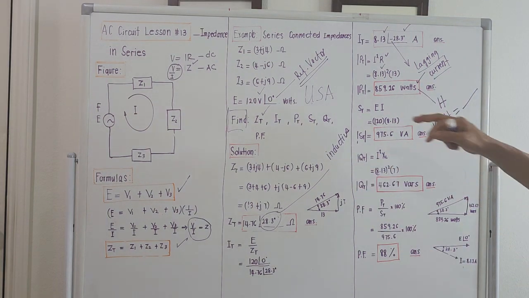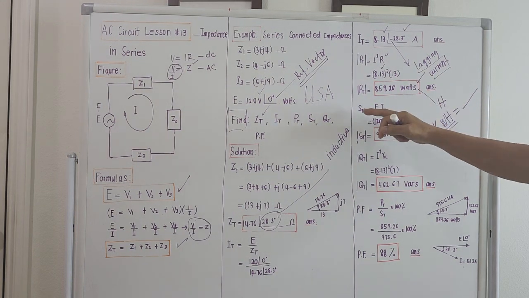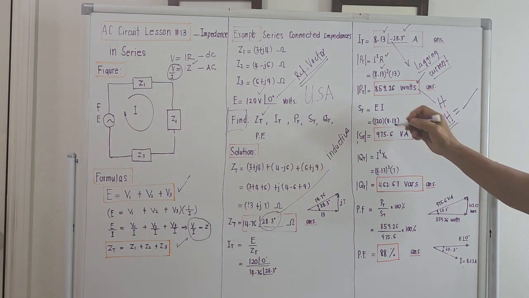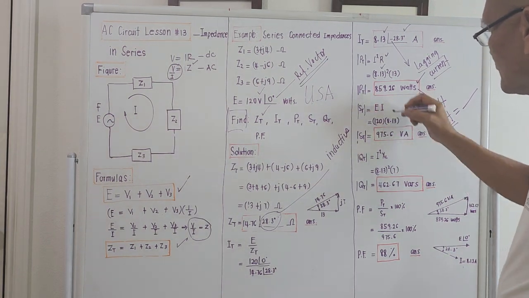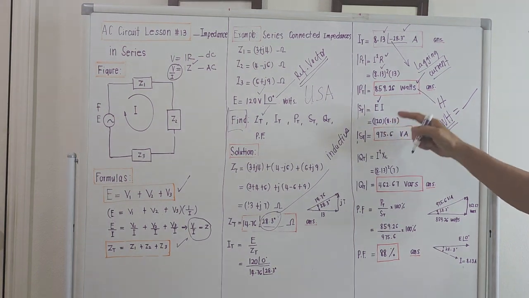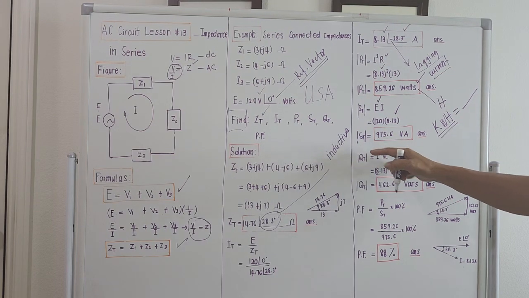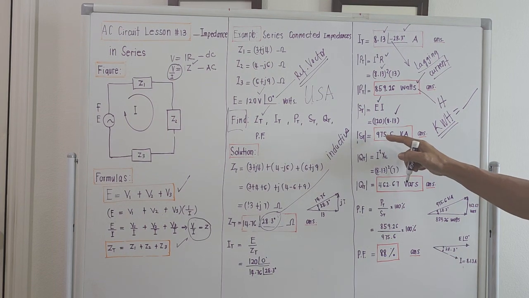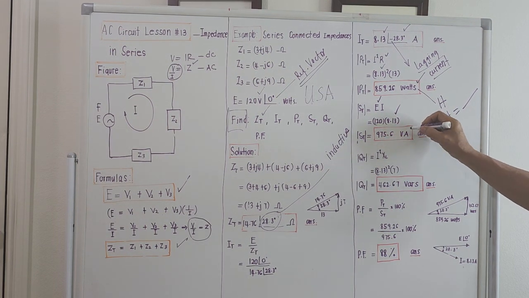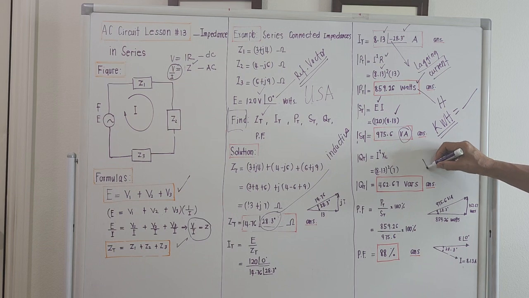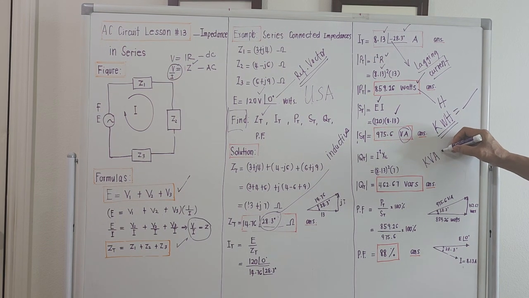Okay? S total will be the product; total apparent power is total applied voltage times total current. Just compute the absolute values. The total applied voltage magnitude is 120. The total current is 8.13. What comes out for the total apparent power? The capital letter S with subscript T, meaning total apparent power, will be 975.6 volt-ampere.